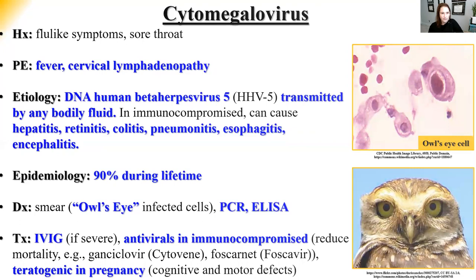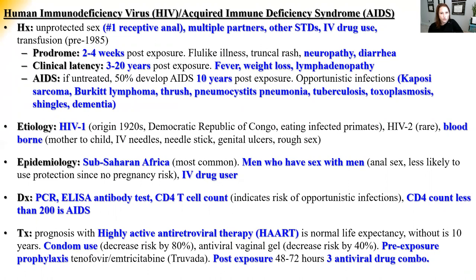Next, HIV and AIDS. There are a lot of board questions that come from this one. So let's spend a little time on this one. Let's look at etiology first. HIV-1 is going to be the most common form of this. This originated in the 1920s in the Democratic Republic of Congo from eating infected primates. It was transmitted to humans. We know that this is a blood-borne disorder. So mother to child, IV needles from drug users, needle sticks, genital ulcers, and rough sex.